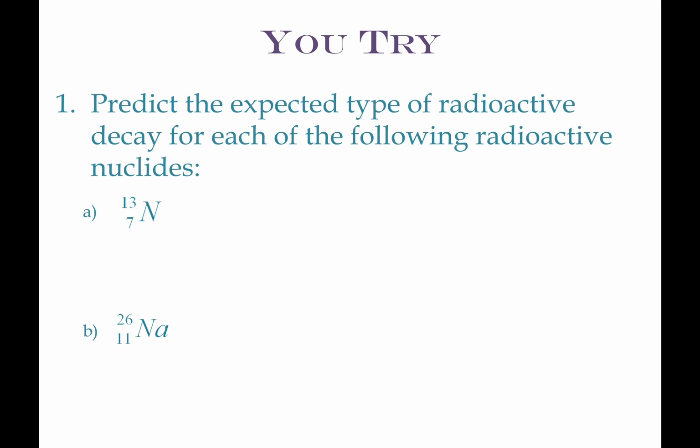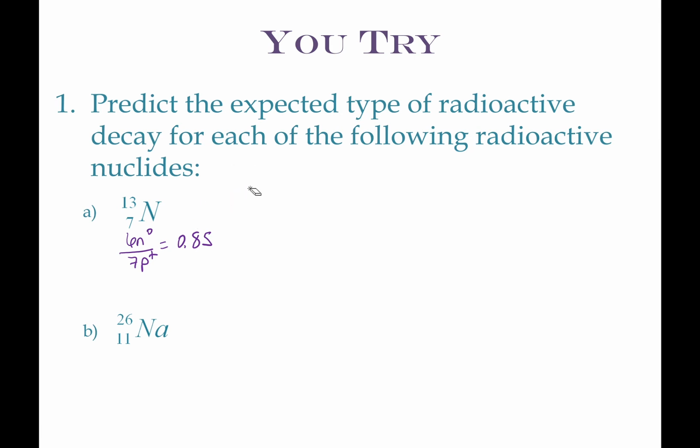You try, pause it, and you try on your own this time. Don't forget to pause it. All right, 13 minus 7 gives us 6 neutrons and 7 protons. 6 divided by 7 is 0.85. I'm going to guess positron emission or electron capture because we really need that ratio to go up. But let's just see either way what we have here.